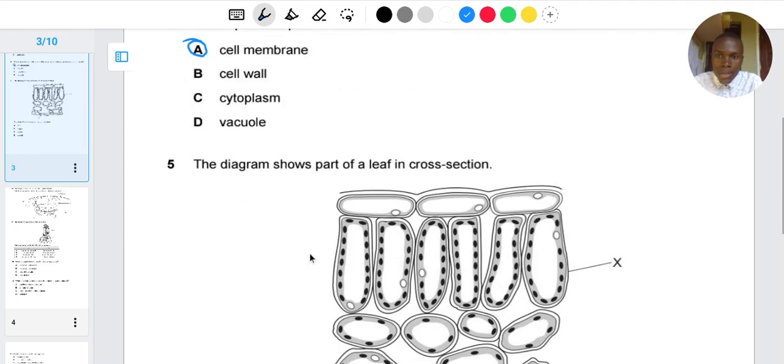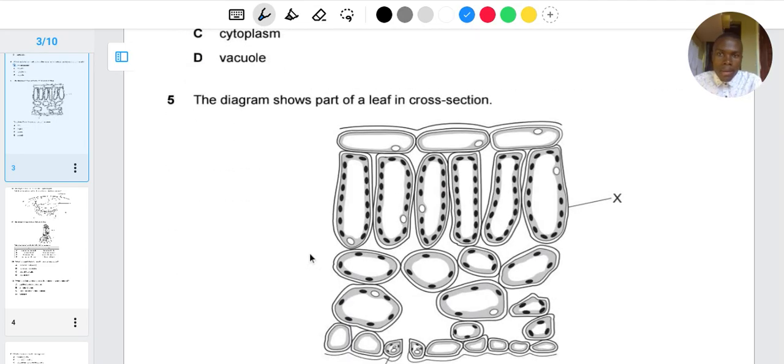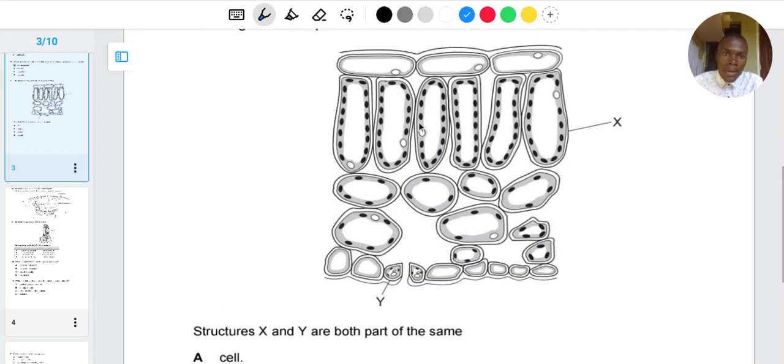Then for question 5, it is saying the diagram shows a part of a leaf in cross section. So we have part X, which is the palisade cell, where the process of photosynthesis takes place mostly because it has abundant chloroplasts. These are the chloroplasts here that you can see, arranged vertically. Then we also have spongy mesophyll cells, which are these. They also have chloroplasts, of course. Even there, photosynthesis takes place, but not to the extent of the palisade cells.